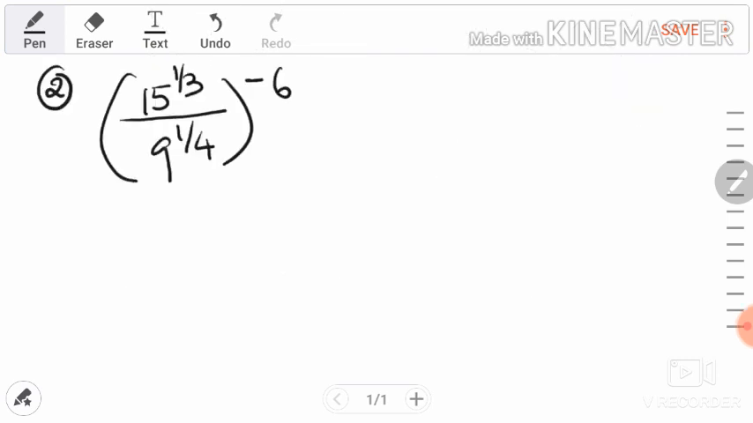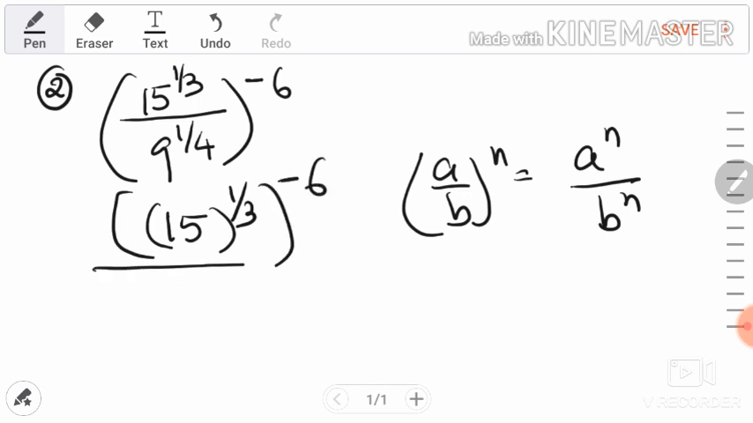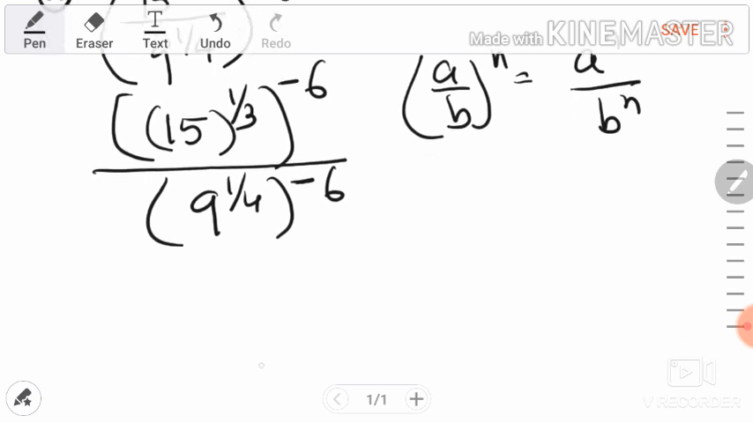Here is another example. Let's find the value of this number. This is of the type (a/b)^n. This can be written as a^n divided by b^n. So (15^(1/3))^(-6) divided by (9^(1/4))^(-6). We have separated the powers for the numerator and denominator.